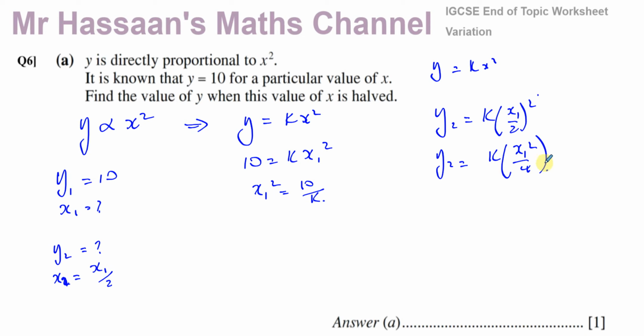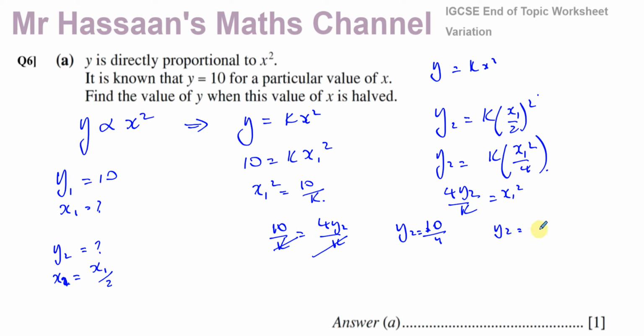So we can rearrange this and write it as 4 times y2 over k equals x1 squared. Now I have an expression for x1 squared in terms of both of these. So I can say that 10 over k equals 4y2 over k. If we multiply both sides by k, the k's cancel out, and I've got y2 is equal to 10 divided by 4, so y2 is equal to 2.5. So the answer is 2.5. That's the value of y.